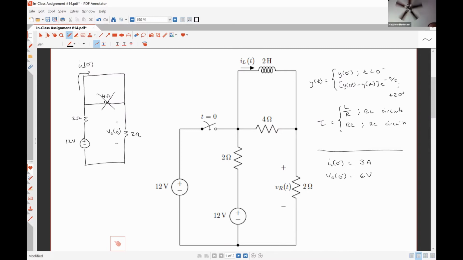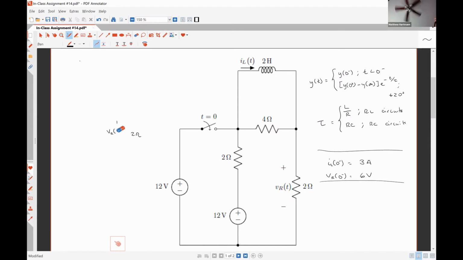Is everybody okay with my analysis at t equals 0 minus? All right, nobody's saying they're not, so let's jump ahead. At t equals 0 plus, our switch is now closed, right? So we're going to have a circuit that looks like this.